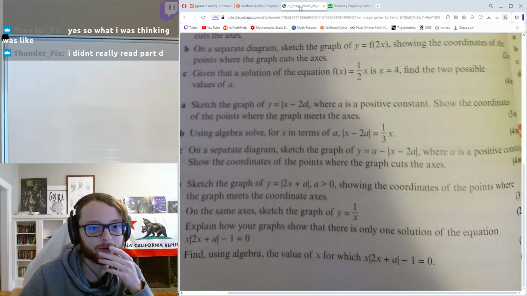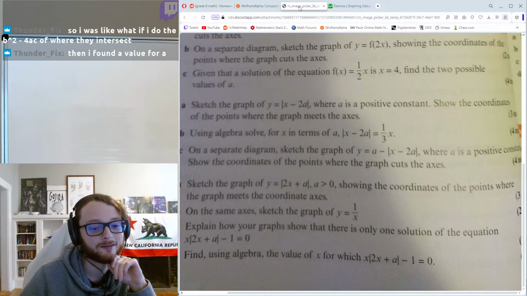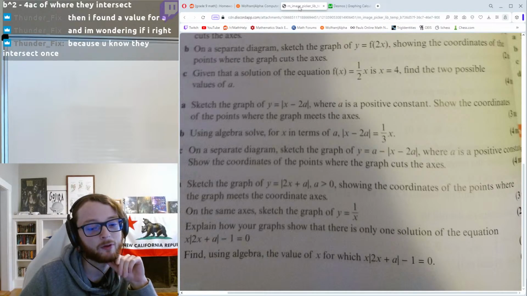You didn't really read part D? Okay. So your graph shows there's only one solution to the equation 2x plus a minus 1 equals 0. B squared minus 4ac of where they intersect. Find a value for a. Yeah, I guess if they intersect once, you should get one repeated root.